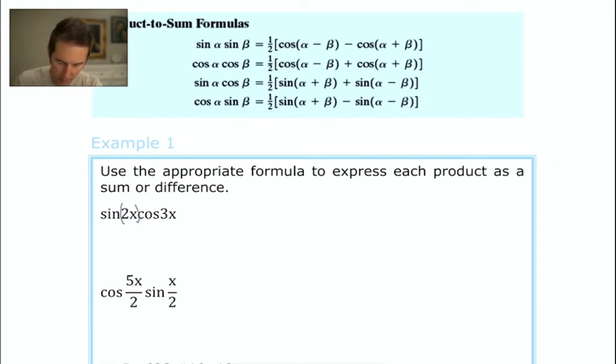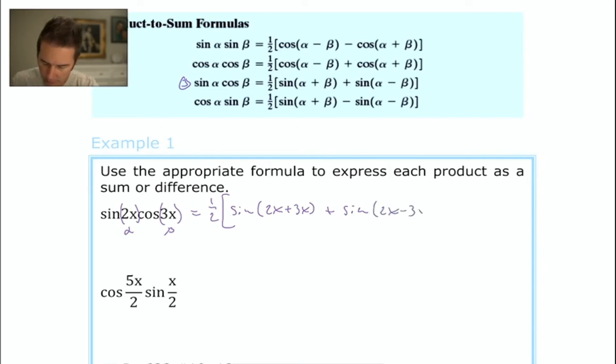So again, this is going to be my alpha value. This will be beta. If you want to label those, my alphas are terrible. My betas are, that was even worse maybe. And I'm going to set this equal to 1/2, and I am going to use the third of these formulas, so it's 1/2 times the sine of 2x plus 3x plus the sine of 2x minus 3x.